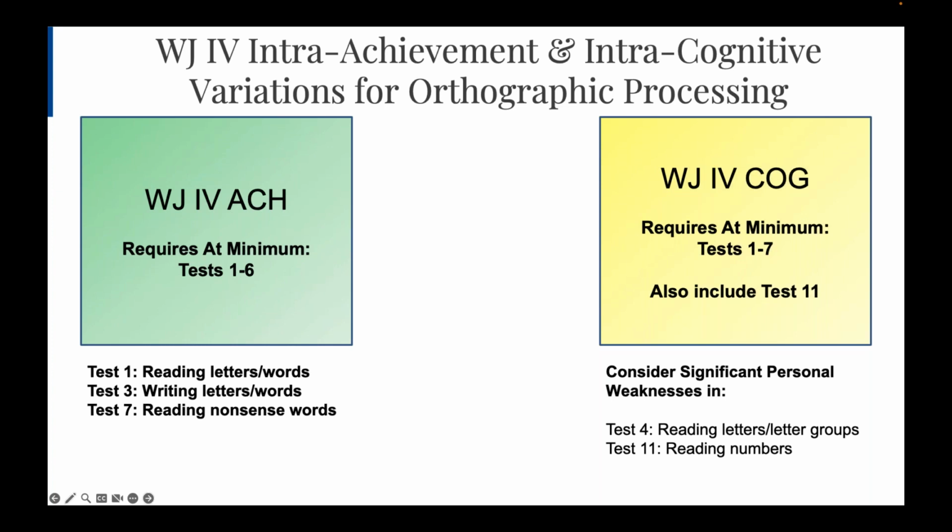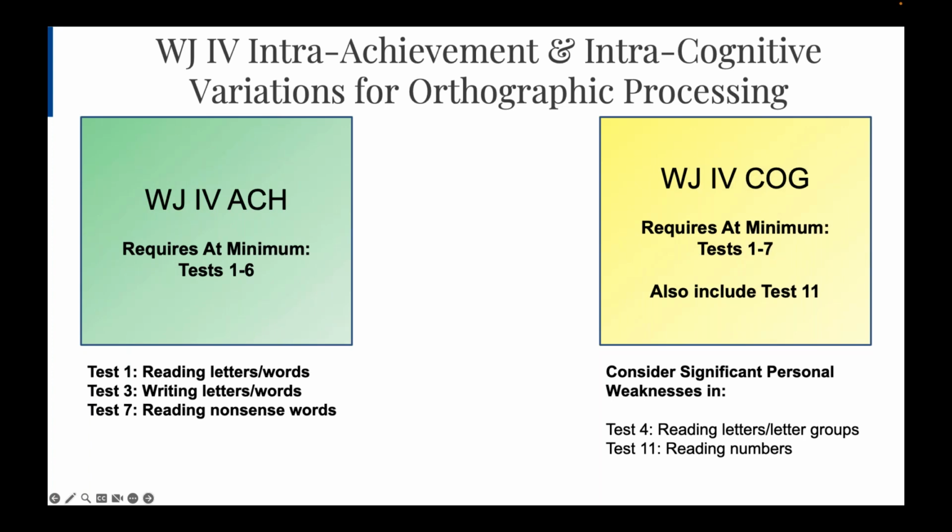So if you only have the achievement, you might run that intra-achievement variation and look to see if there are any fluctuations, so thinking about maybe significant weaknesses for your examinee, to give some credence to if there might be an orthographic processing concern. Now, if you have both the achievement and the cog, I would couple that with the WJ4 COG intra-cognitive variation procedure. Because again, the achievement tests are going to look more like what the individual is doing in school. The cognitive tests are going to be more aligned with some of those underlying abilities.